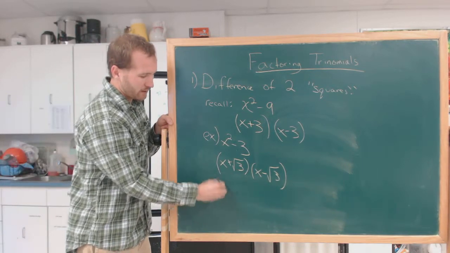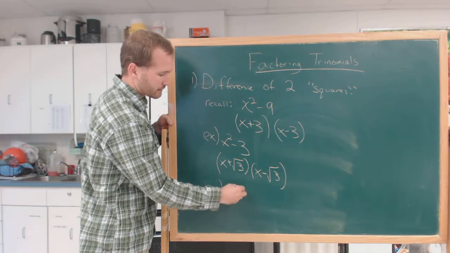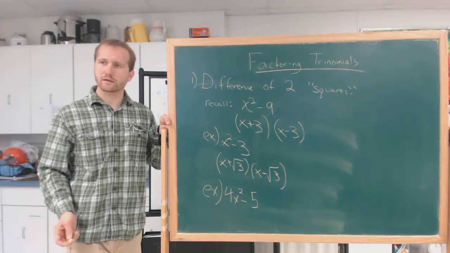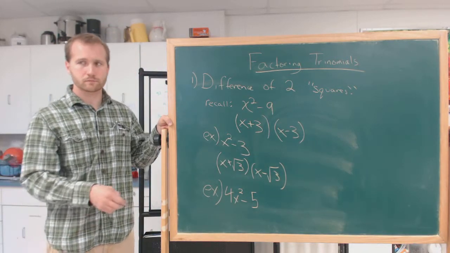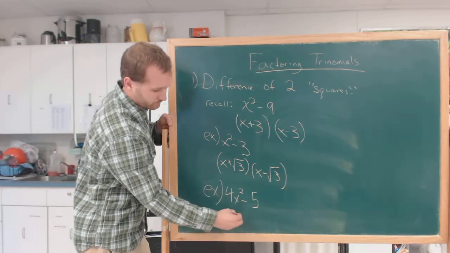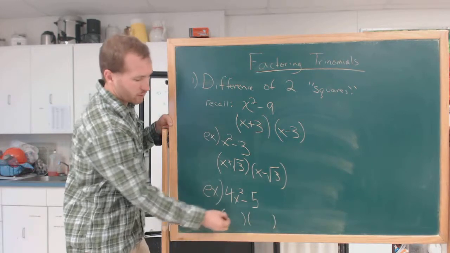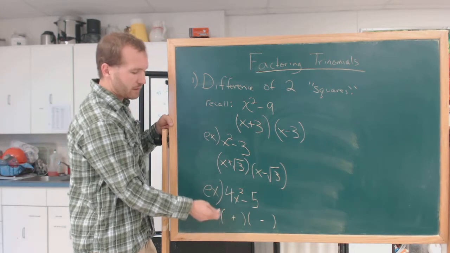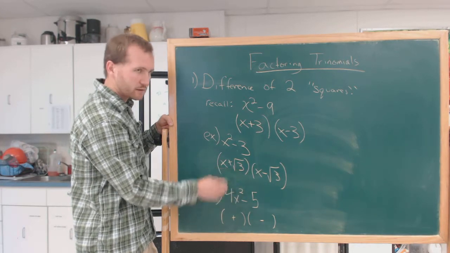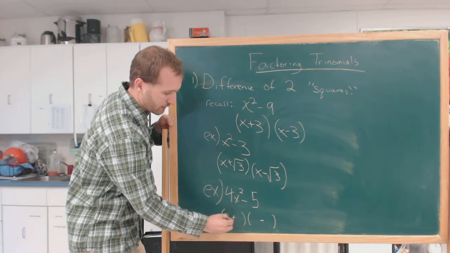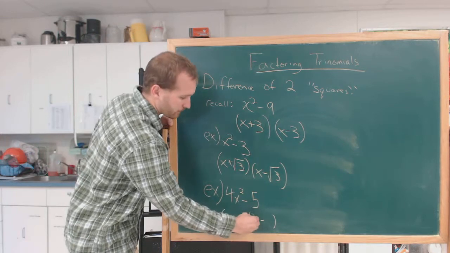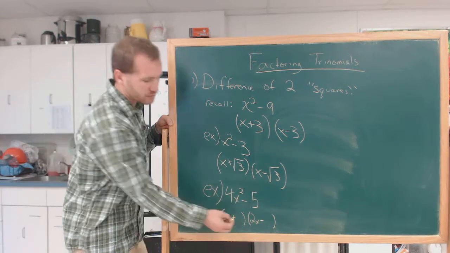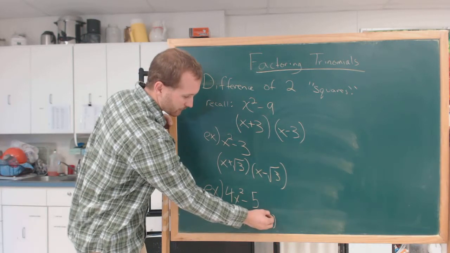So let's do one more example. If I had 4x squared minus 5, how could I factor that using this technique? Right. So I'm going to have my two terms. One is going to be plus, one is going to be minus. The first term in each of these is the square root of 4x squared, so that's 2x. The second term is 5, but we're going to take the square root of 5, so it's just the square root of 5. That's the only way we would be able to write it.